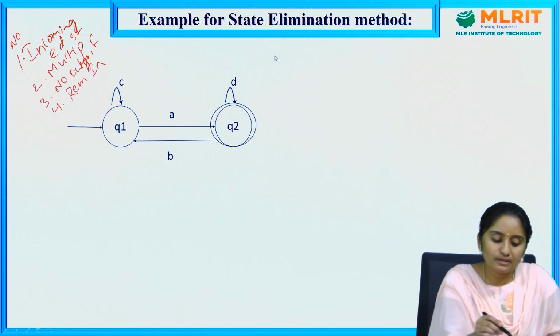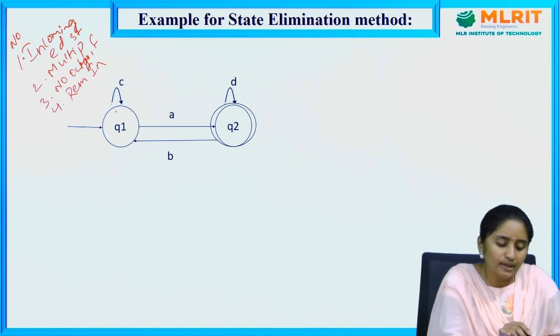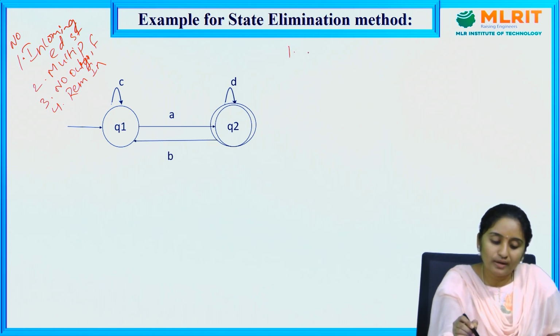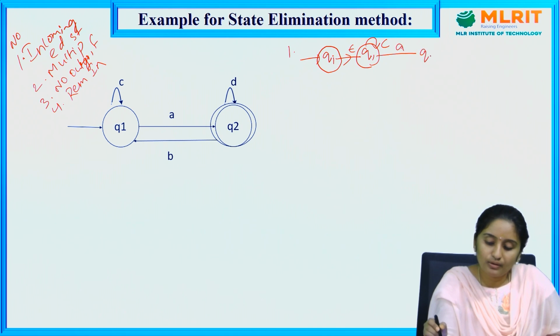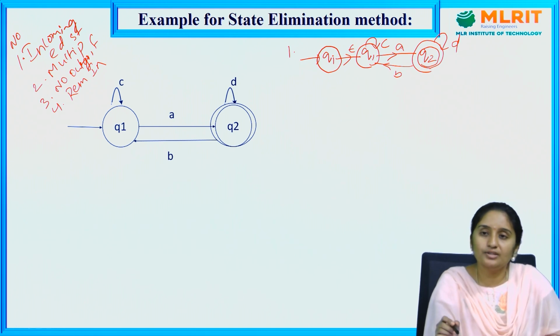So let us start. See here, Q1 is our start state. Check for any incoming edge. Yes, C is the incoming edge. So create one new state, that will be our starting state Qi. It has no incoming edge, so that is nothing but an epsilon move to Q1. Next Q1 on C, that is there. Next A to Q2, B, D. So the first step is satisfied.